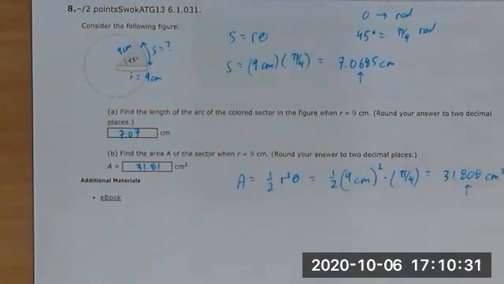Just check to make sure I didn't mess up on those. 7.07, 31.81, very good. All right, so those aren't too difficult. The key is you just have to make sure your angle is in radians. All right, let's see what we have next. Number 9.